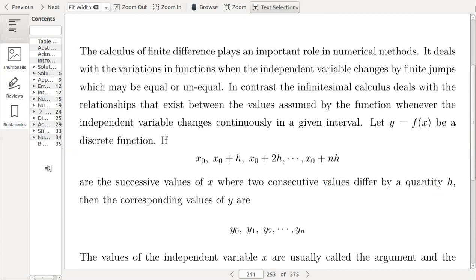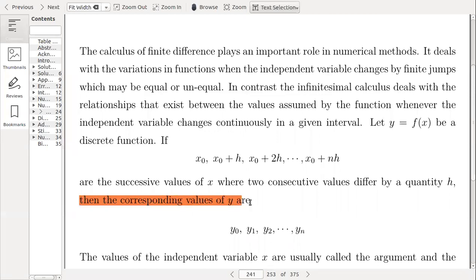So it means there are two values x and x plus h, or you can say that each value has a finite difference from the other values. There is a finite difference between two consecutive values, and this finite difference can be measured with h. If we add h to one value, we can get the other value.